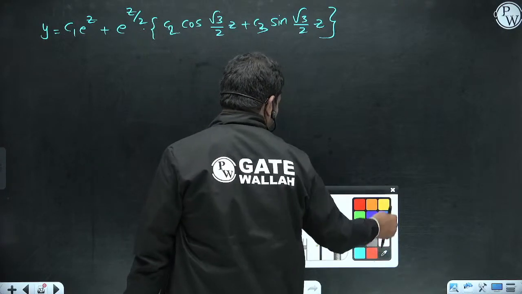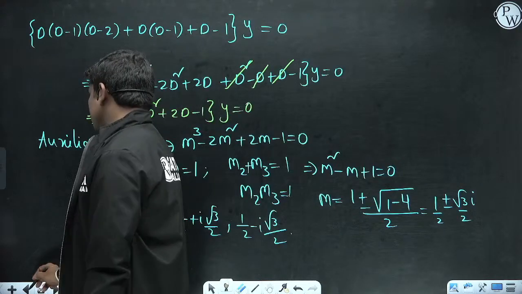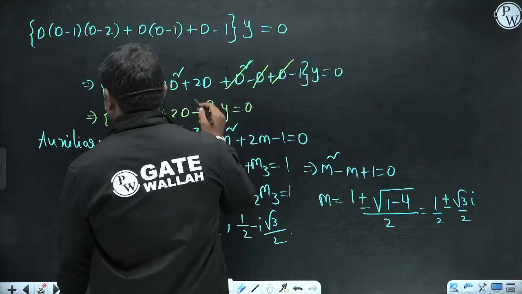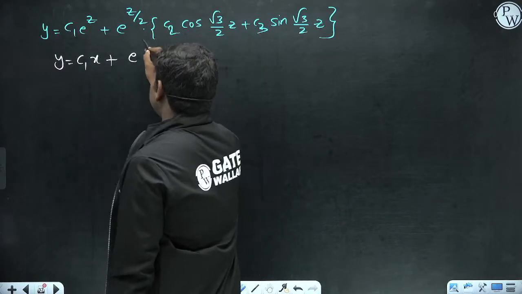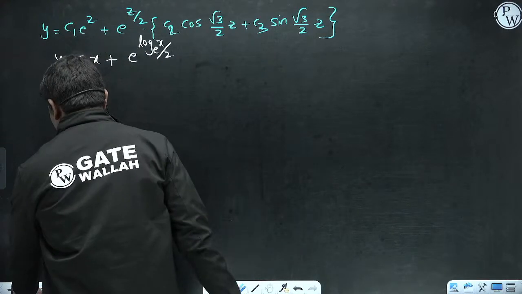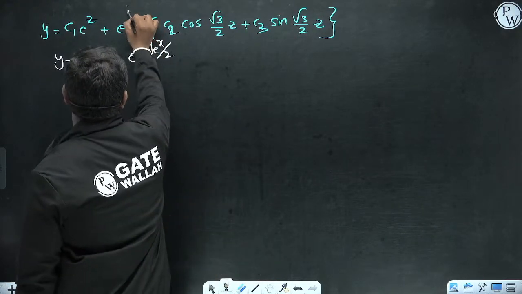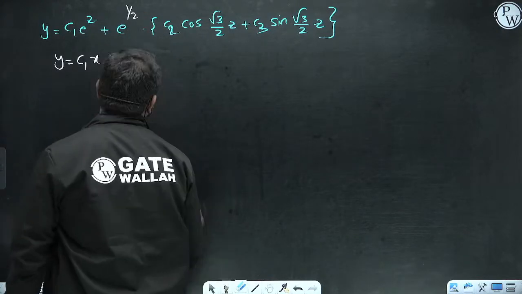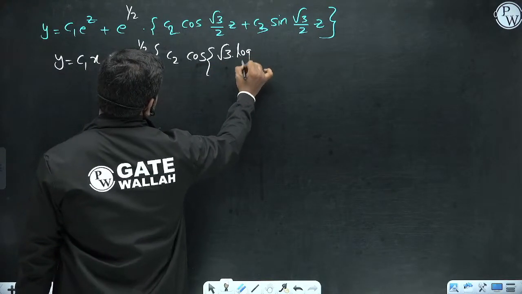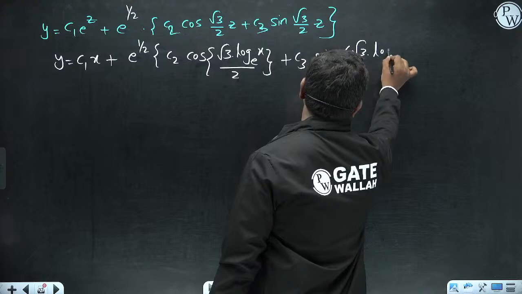Now if you replace this, since x = e^z, y = c1 x. So in these two options you have c1 x, then plus e^(z/2)... what is z/2 actually? z = log x to the base e. Sorry, it's not z/2, it is 1/2, because the term is 1/2. So this is e^(z/2) times (c2 cos(√3/2 log x) + c3 sin(√3/2 log x)), with log x to the base e.